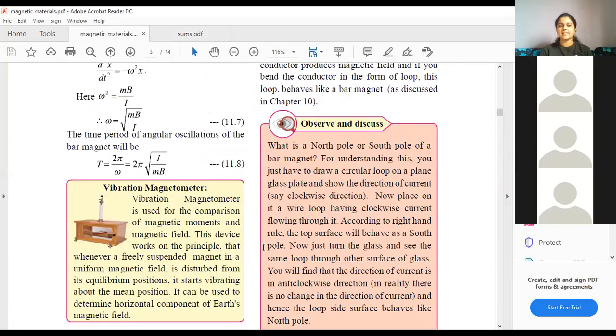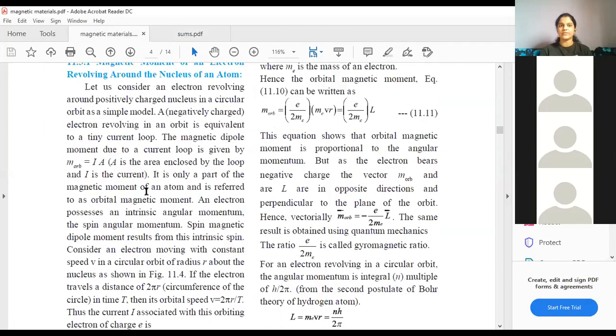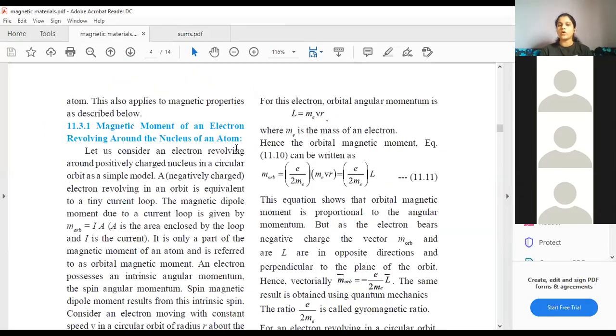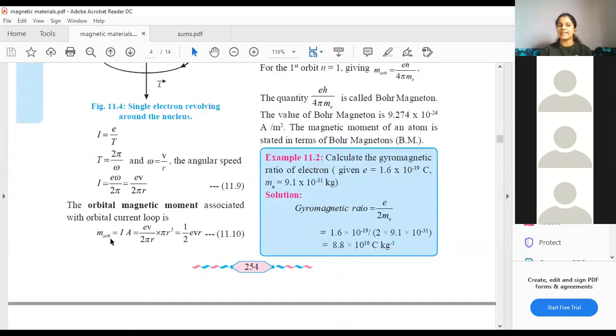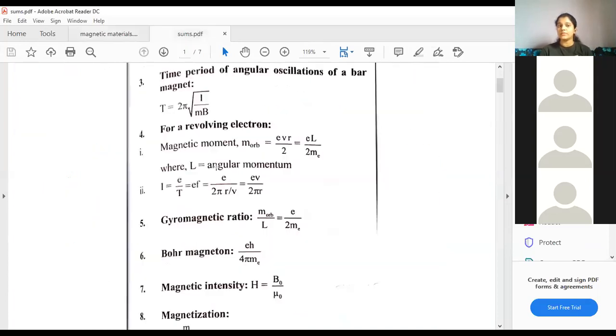All right, so the next derivation that was there was the magnetic moment of an electron that is revolving around the nucleus. Here also we have seen a lot of things. So the orbital magnetic moment, okay, orbital magnetic moment is evr by 2. So that is one formula. Okay, fine. Students, please stay with me. There's no need to write it down now. It is there in your Digest, so you can make a formula sheet later on.